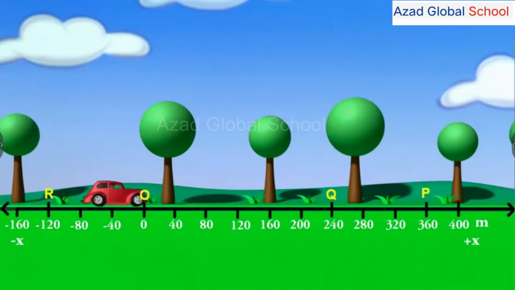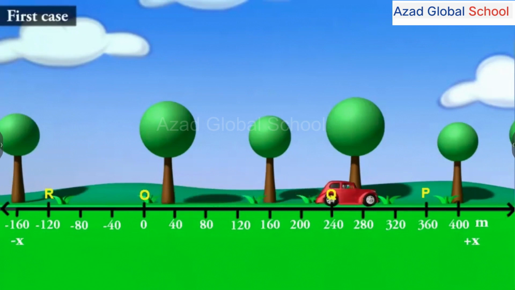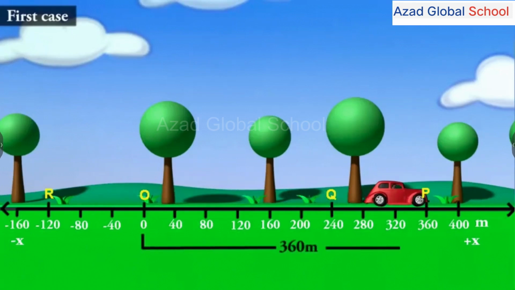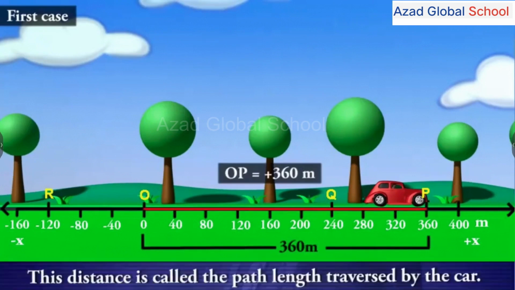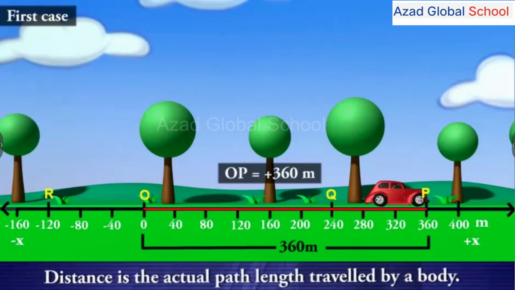Consider two cases of motion. In the first case, the car moves from O to P. Then, the distance moved by the car is OP equals plus 360 meters. This distance is called the path length traversed by the car. Distance is the actual path length traveled by a body.